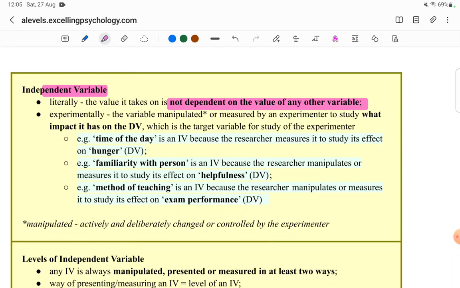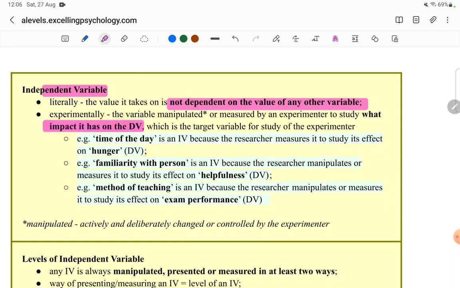These variables are free from the influence of other variables. That's why they are called independent. For more understanding, you can wait for lesson 2. Now let's come to the conceptual meaning of an independent variable. An independent variable is simply a variable which has an impact on the dependent variable.